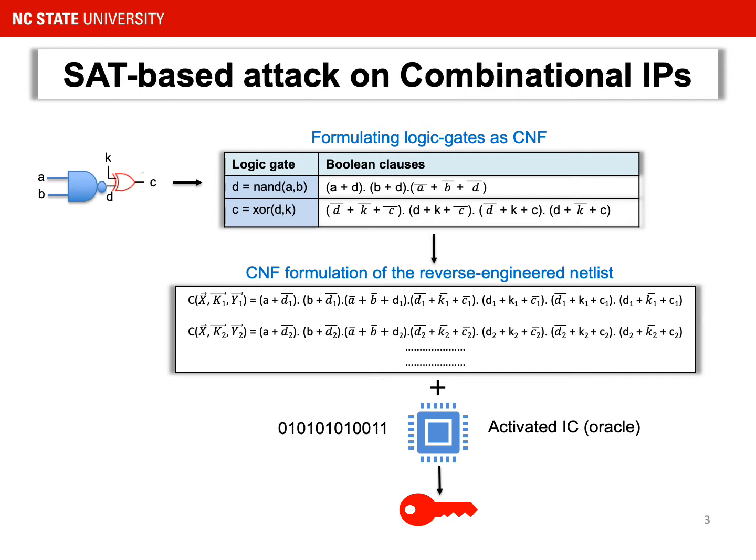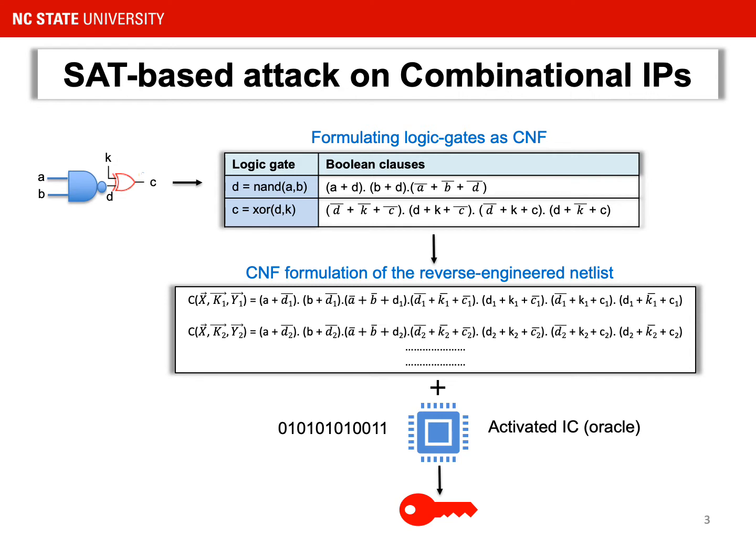SAT-based attack works by converting the gate level netlist to conjunctive normal form, or in short known as CNF. CNF is a logical AND operation on Boolean clauses where each Boolean clause is an OR operation of literals in true or complemented form. There are multiple steps involved in the conversion of netlist to CNF. We can explain this with the example of a simple circuit shown in the figure, consisting of a 2-input NAND gate and whose output is encrypted with a 2-input XOR gate.